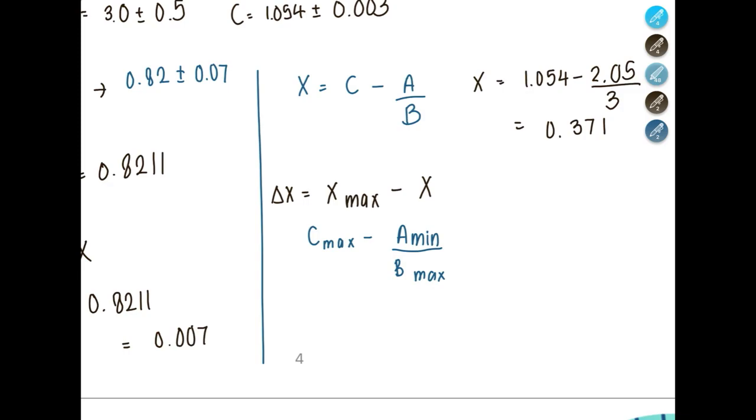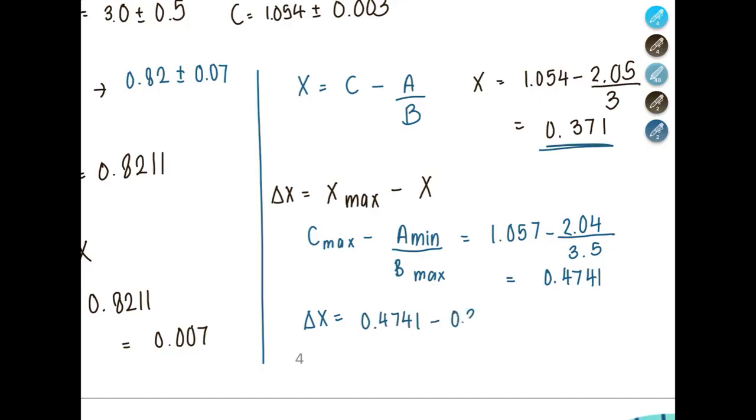So c max minus a min over b max, let's plug in the values. This is going to be 1.057 minus 2.04 divided by 3.5. This is going to be 0.4741. Okay, delta x is x max minus x, so 0.4741 minus x, which is here, 0.371. This is going to be 0.10. Let's write this as 0.4 plus minus 0.1. Okay.